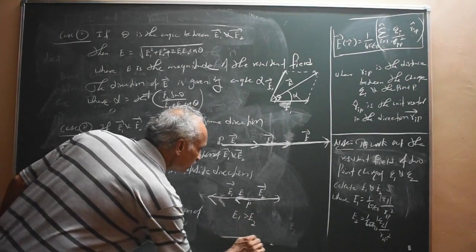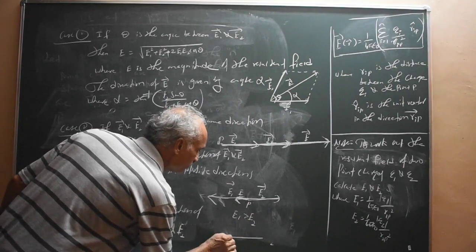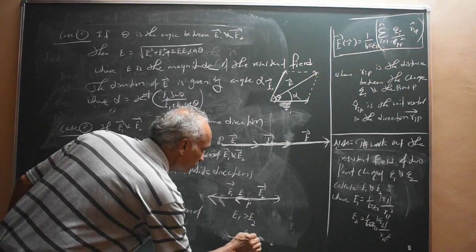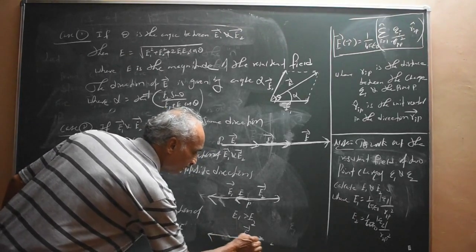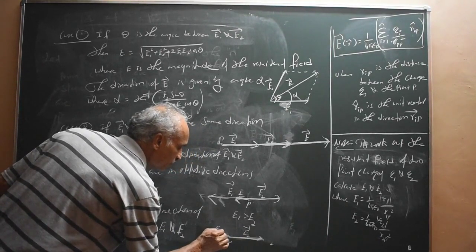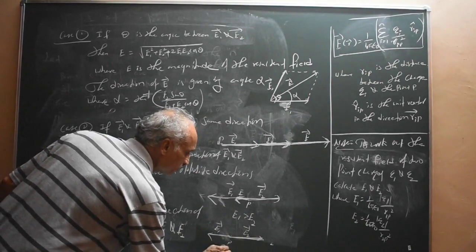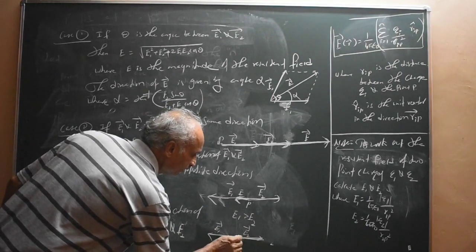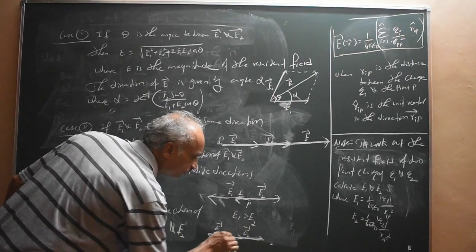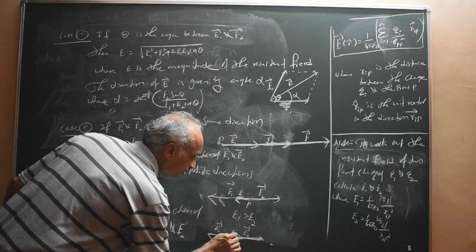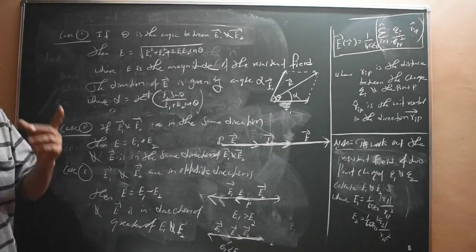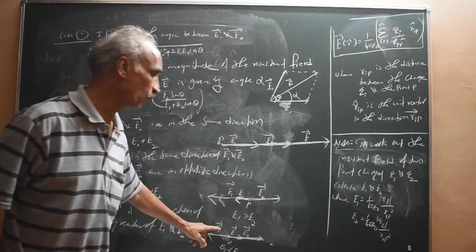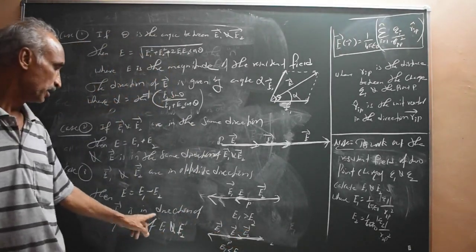If E1 is smaller than E2, it means E2 bar is bigger than E1 bar: greater length, smaller length. It means E1 is smaller here. Then the resultant is coming in the direction of E2, but the resultant E has a magnitude which is less than both E1 and E2, because E1 minus E2 is there.